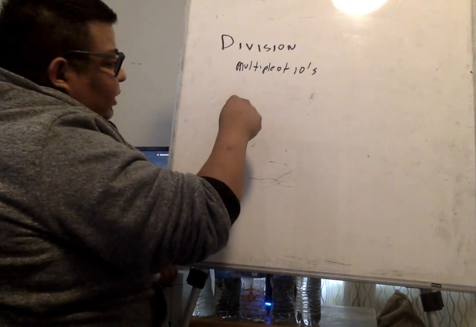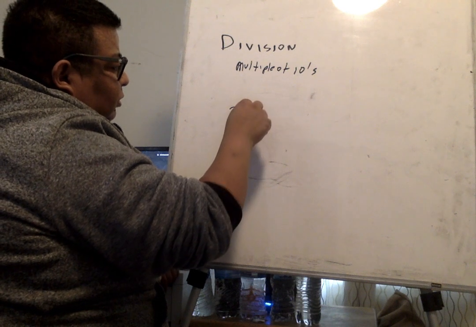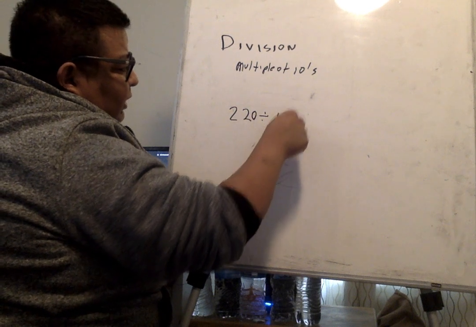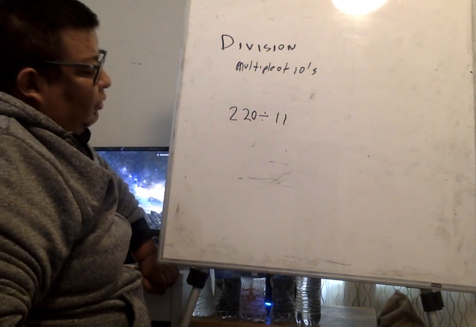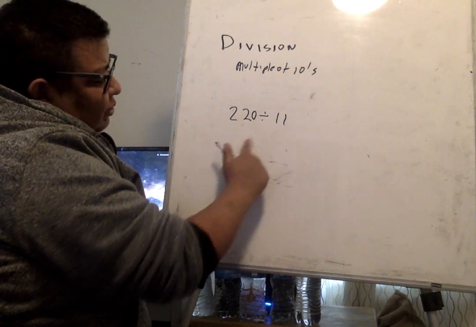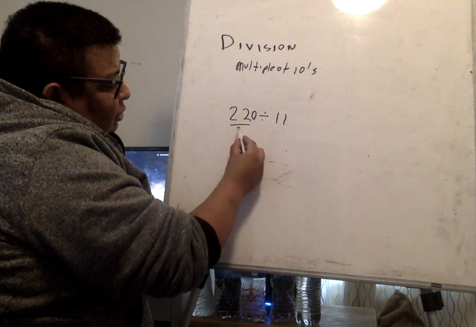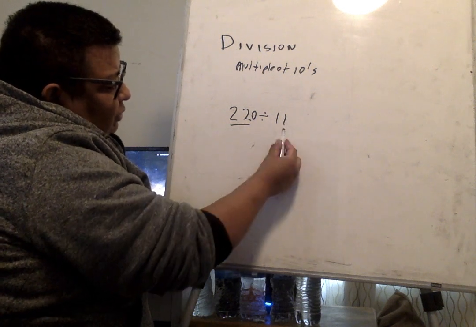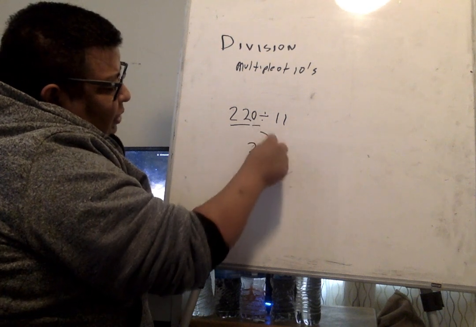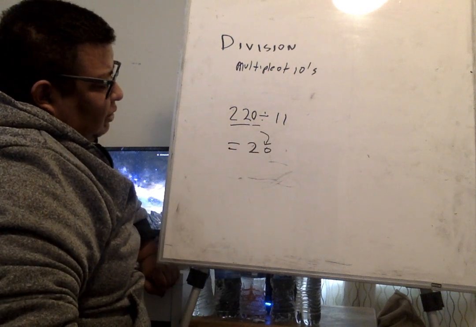Let's say you have something like 2220 divided by 11. So this is a multiple of 10, but this one is not. I cannot cancel any zeros. But what I can do is this: I can take the first two digits and divide them by 11. So 22 divided by 11 is 2, and I'm left with a 0. So that 0 goes here, 20. So 220 divided by 11 is 20.